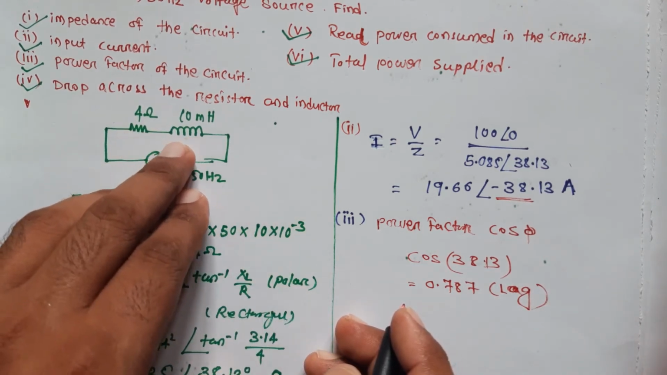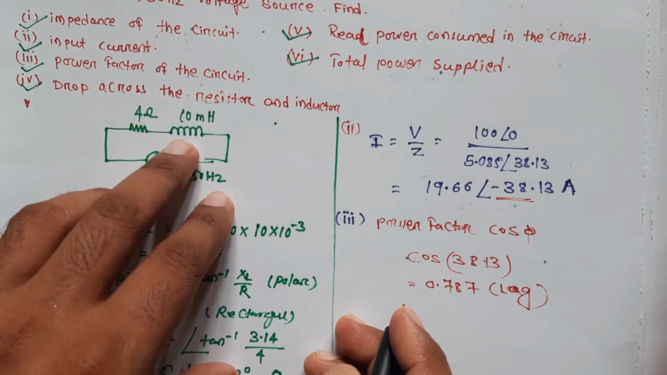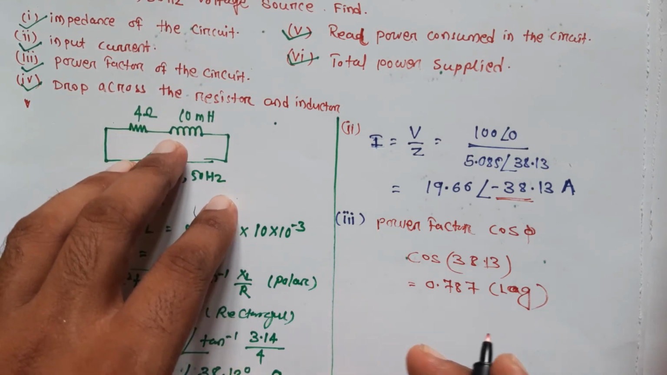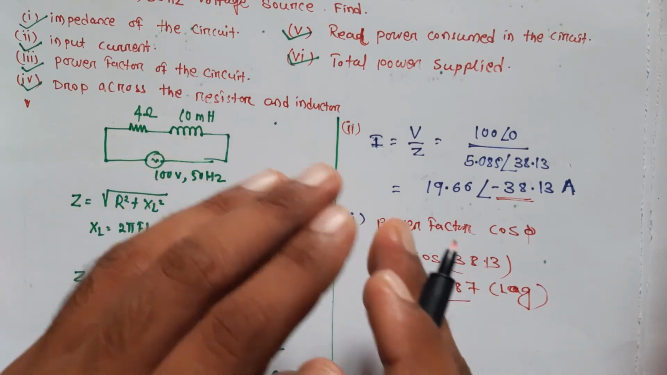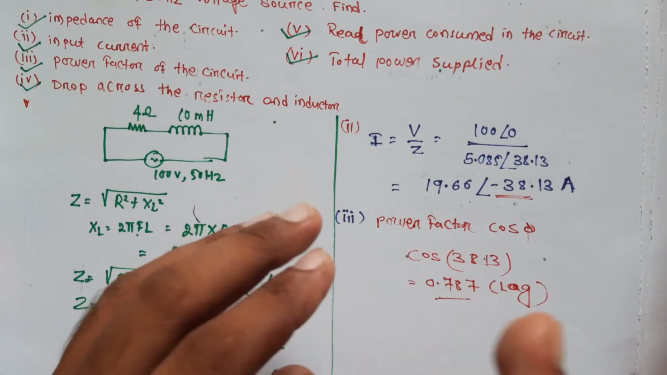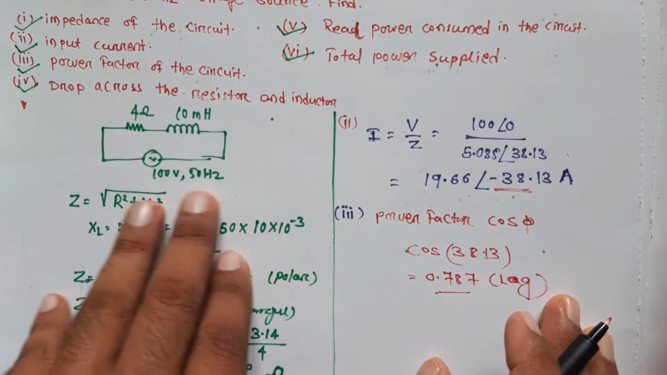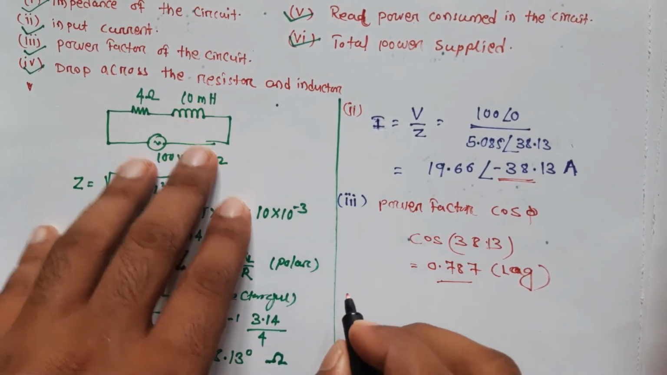Or you can say that it is an inductive circuit because only a resistor and an inductor are present, so the circuit is going to lag, or we can say that the current lags the voltage by an angle of 38.13 degrees.